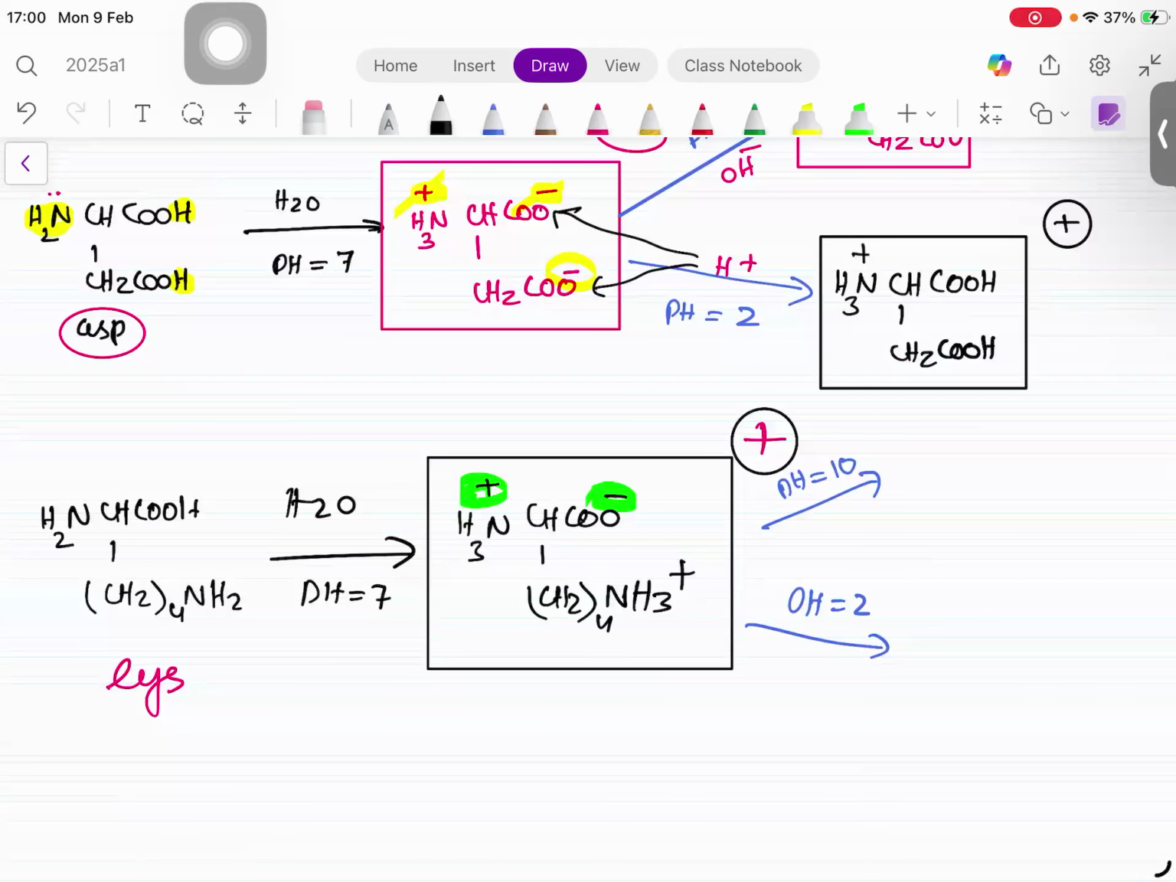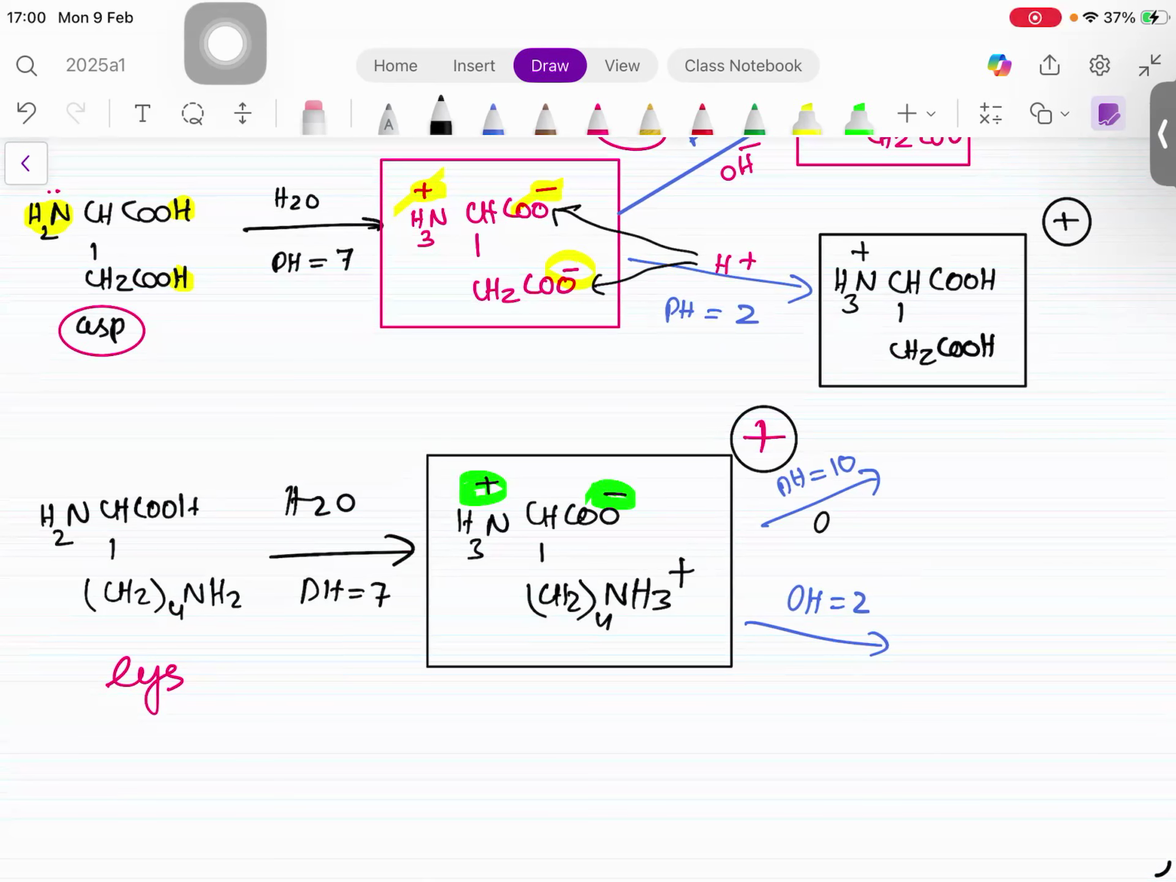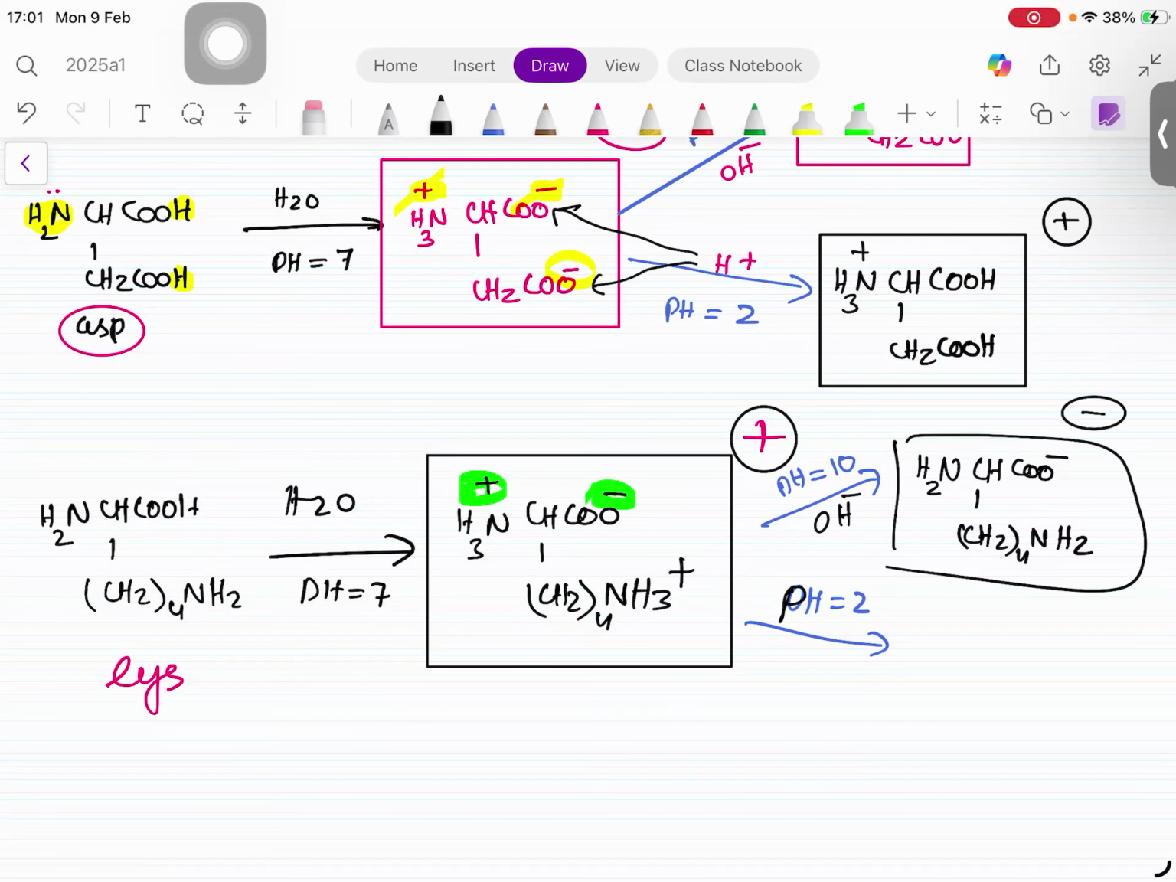Look at pH 10. What about this? You added what? OH negative ion. So NH2 on both sides, since it is added in too much excess. So it becomes CH2 4 NH2. So what is this? 1 negative. What about the other one?